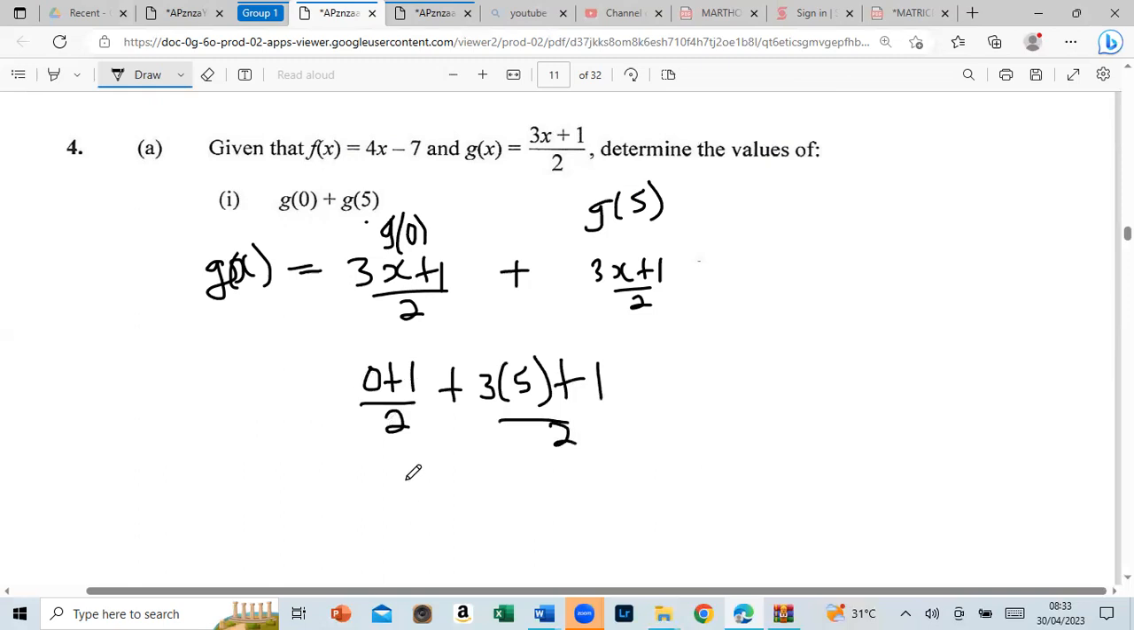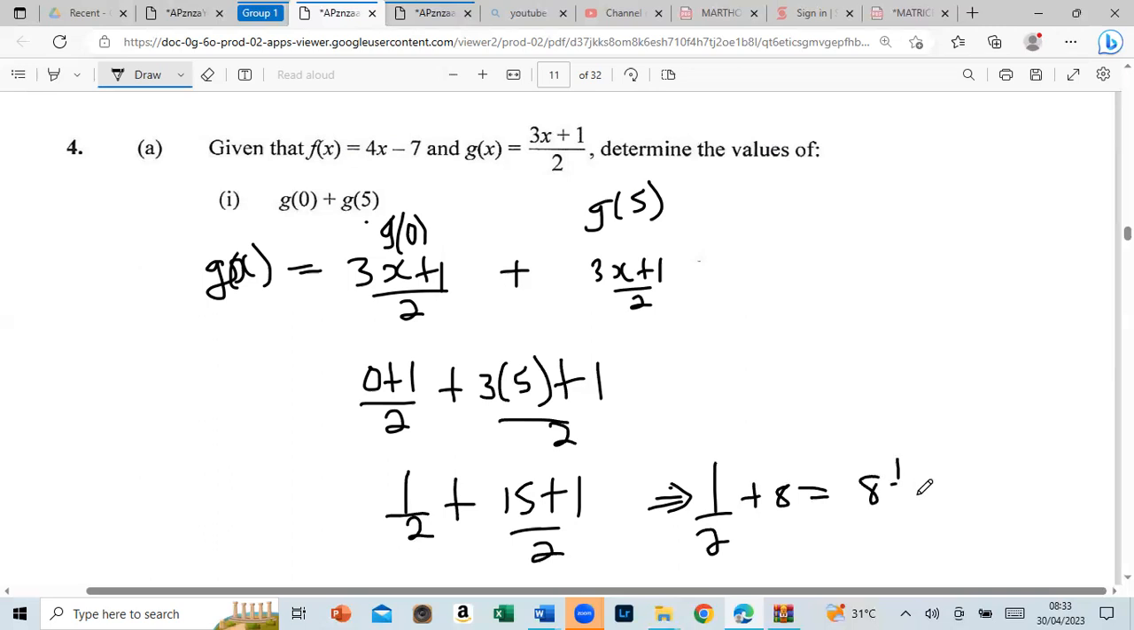So 0 plus 1 is going to give you a half, plus 3 times 5 is 15, plus 1, divided by 2. So this works out to a half for the first part. Then we have 15 plus 1, that's 16, divided by 2, which gives us 8. So this works out to 8.5. I think I make it look harder than it actually is because I show all the steps. But yeah, nice function question.